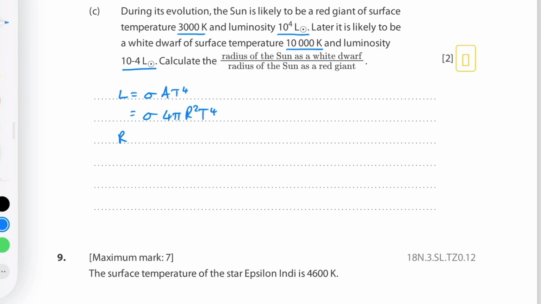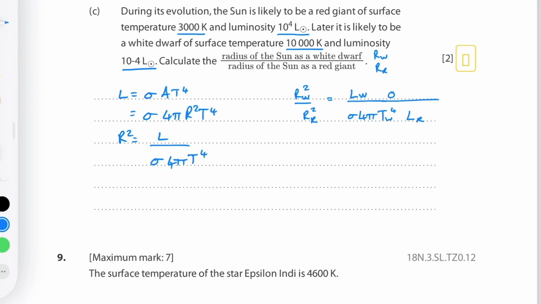So r squared equals L over 4 pi sigma T to the 4th. If we want to do this, we're going to label the radius of the white dwarf as RW and the radius of the red giant as RR. So we want to do RW over RR, and let's keep them squared for the second, equals LW over sigma 4 pi TW to the 4th, and that's over LR over sigma 4 pi TR to the 4th.